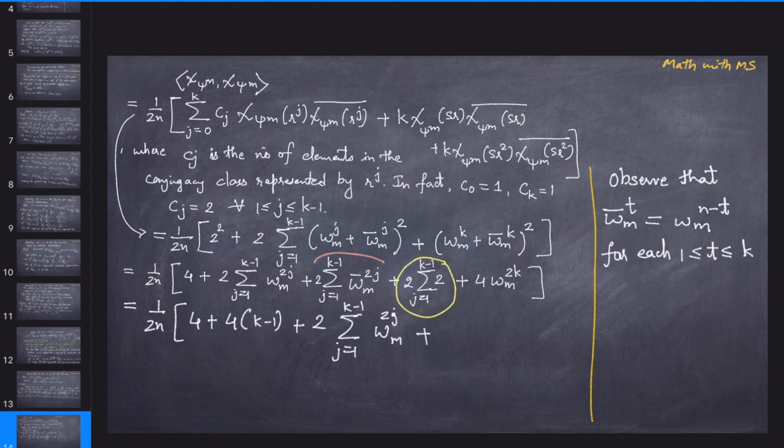Therefore, we can replace this expression as follows. Therefore, we can replace this expression by summation j from 1 to k minus 1 of omega m square to the power n minus j, that is the same as omega m to the power 2 times n minus j, 4 times omega m to the power 2k.